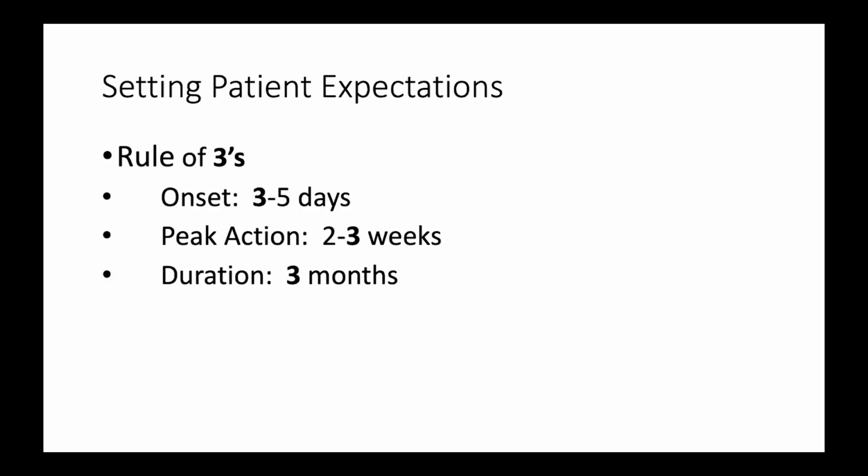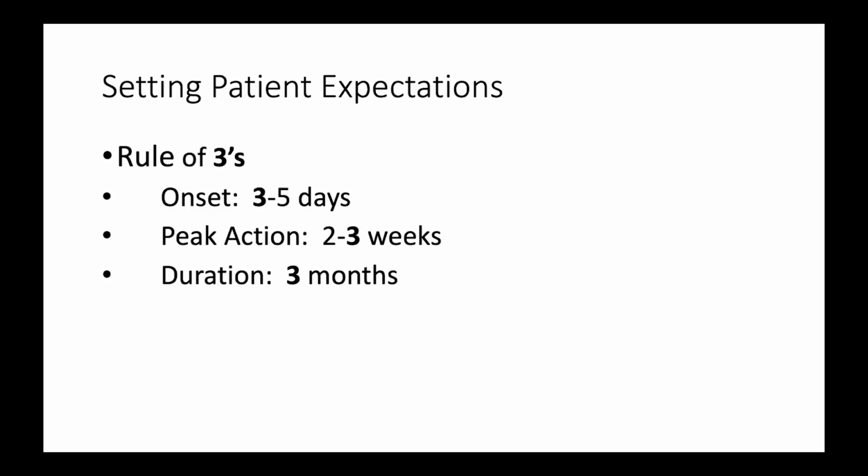Whenever I start injecting someone with Botox, I always talk about the rule of threes, and this is to set expectations. It usually takes about 3 days for the effect of the Botox to start. So on the day we inject, there is really no difference in these muscles, and it takes 3 to 5 days to set in, and it peaks at about 2 to 3 weeks. So we're going to see the biggest effect from this Botox in 2 to 3 weeks.